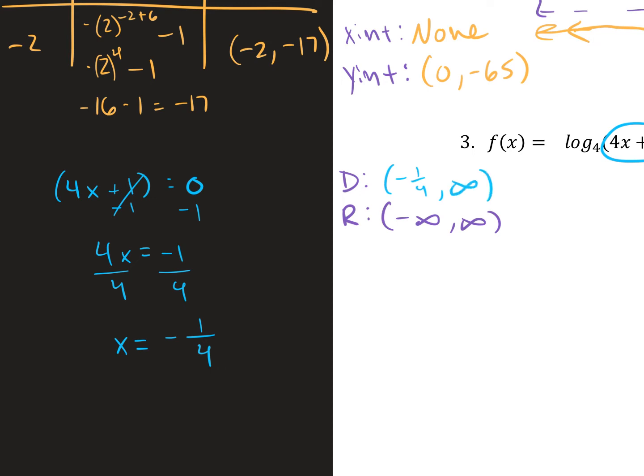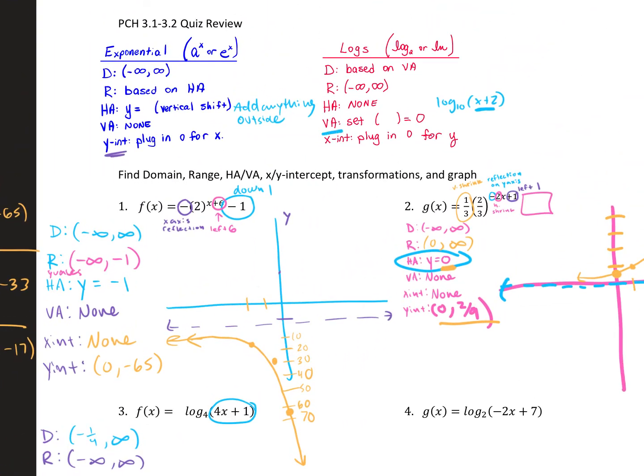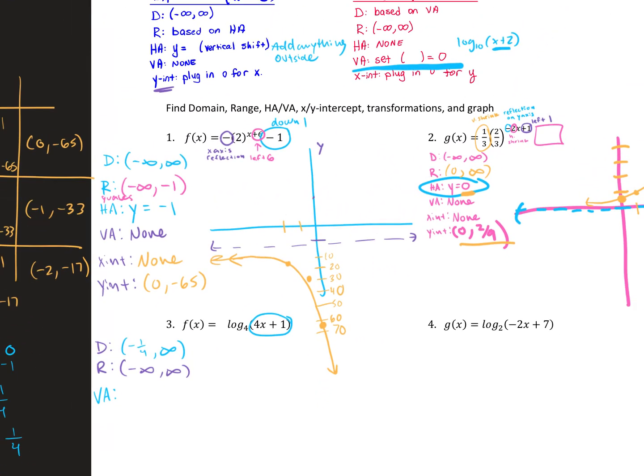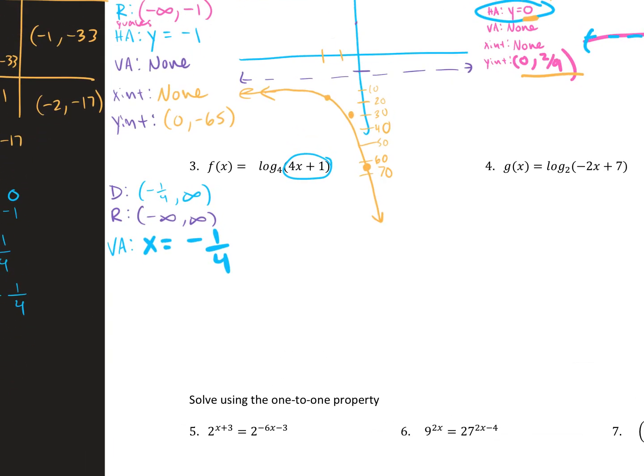And then what is my vertical asymptote? Go back to the little chart up here. How do I find my vertical asymptote? Set the parentheses equal to 0, which I just did. So it's x is equal to negative 1 over 4. So the vertical asymptote and your domain are always going to be the same number for log graphs. Do I have a horizontal asymptote here? No. If I have a vertical, I do not have a horizontal.